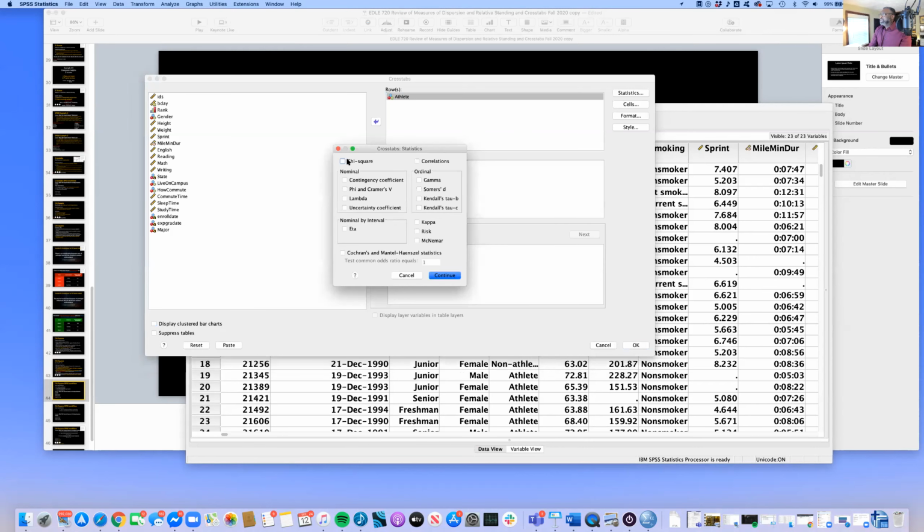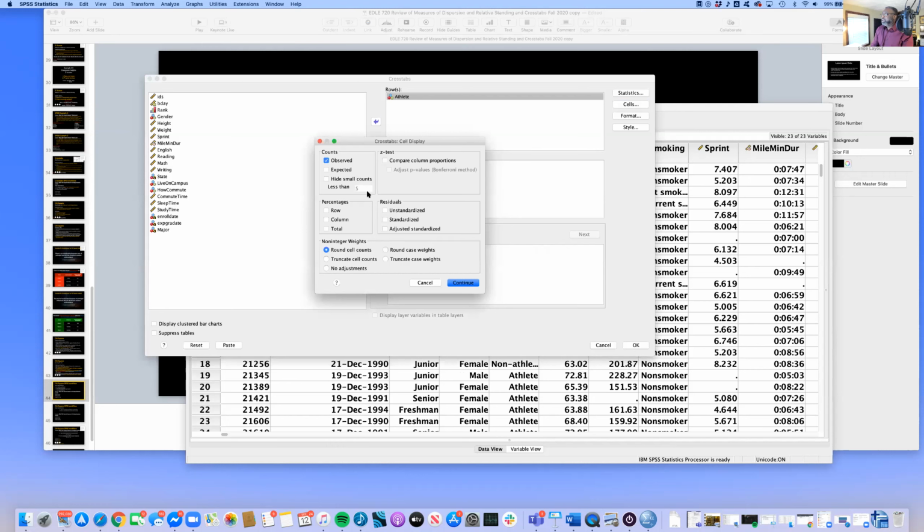And we're going to go to statistics, and we're going to click chi-square. And chi-square, again, is the test of independence or relationship between two categorical variables. And since these are nominal variables, we're going to click phi and Cramer's V to tell us what the effect size is. And again, I'm going to go over all this again, just giving you a quick run through here. Then we're going to click continue. And then we're going to go to cells.